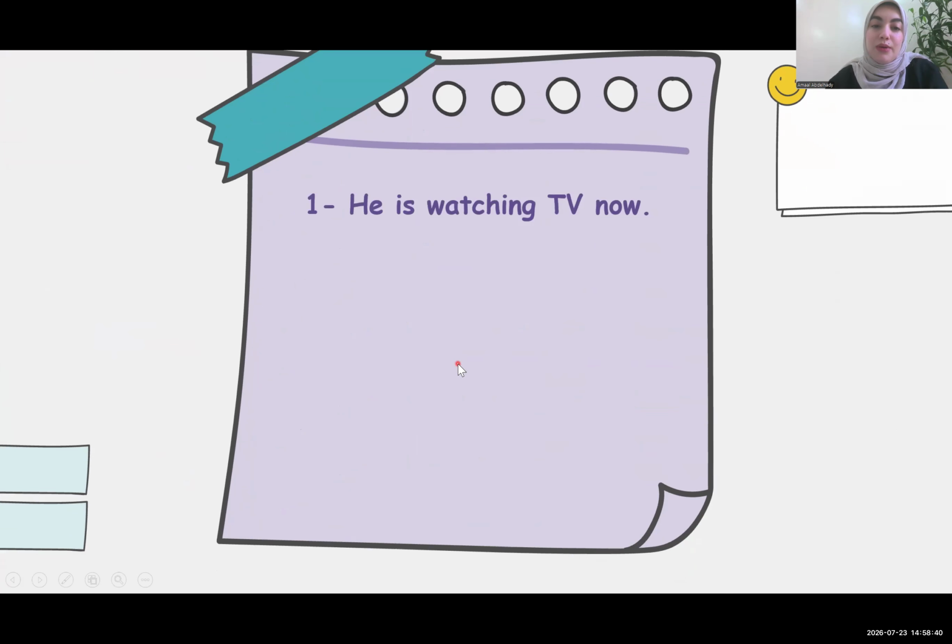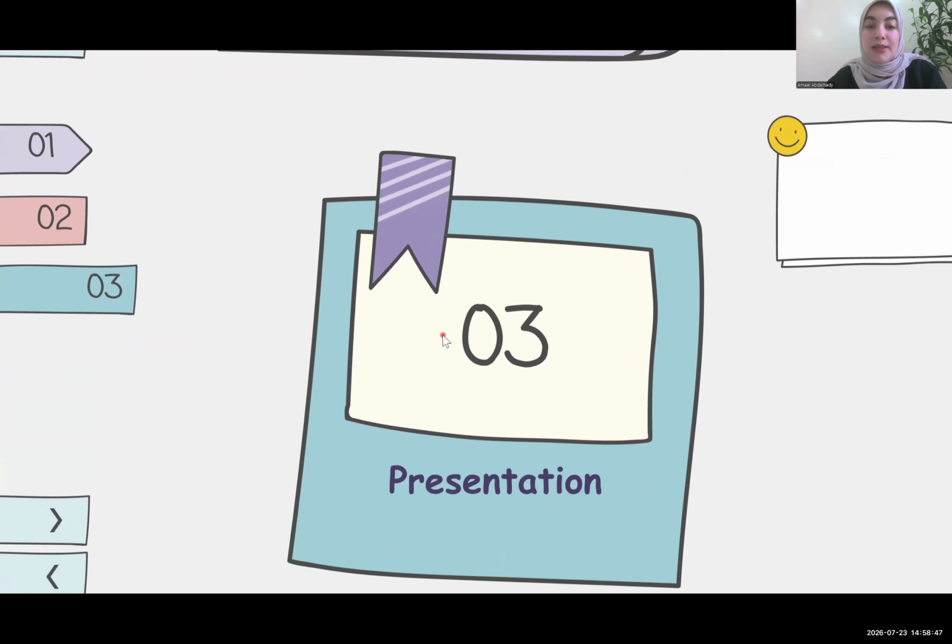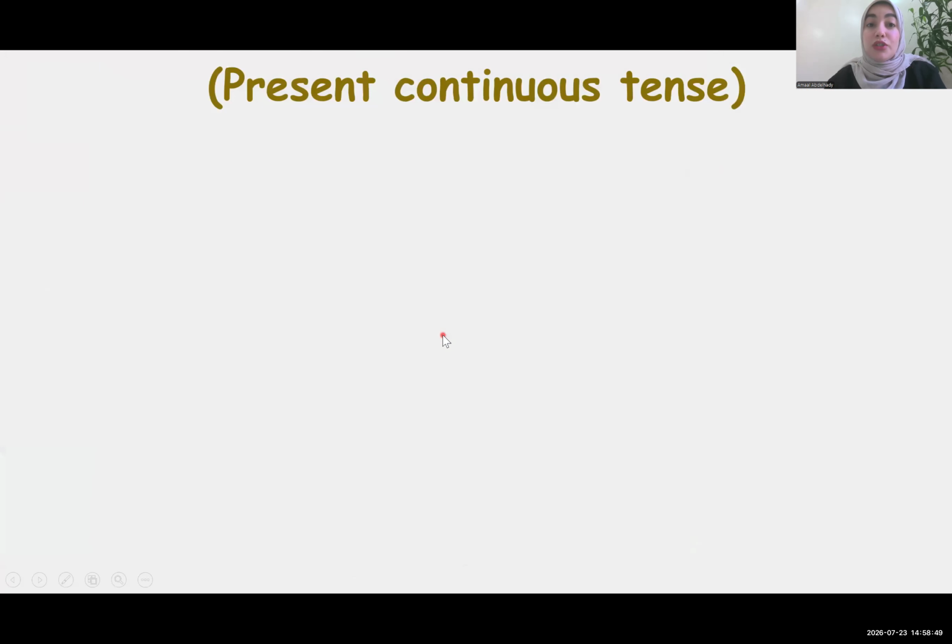Okay, so he is watching TV now. They are eating at the restaurant and he is sleeping at the moment. So we're talking about present continuous tense. All these actions are happening in the present continuous tense. So how can we form a sentence in the present continuous tense?